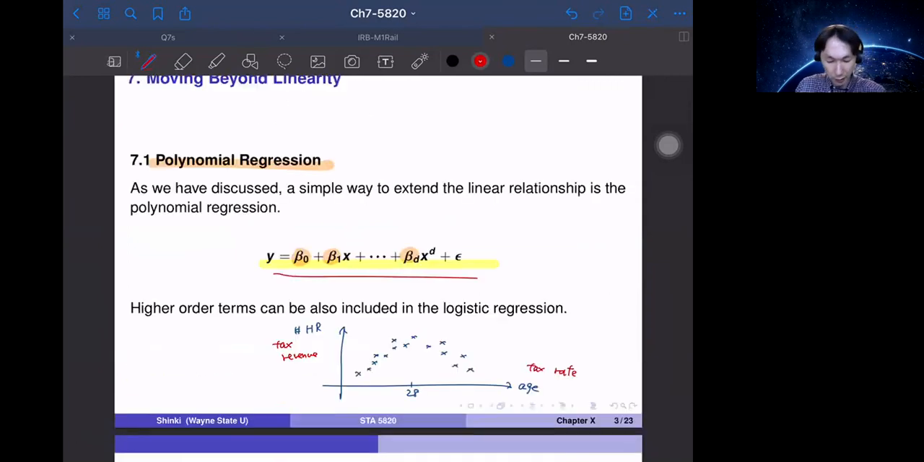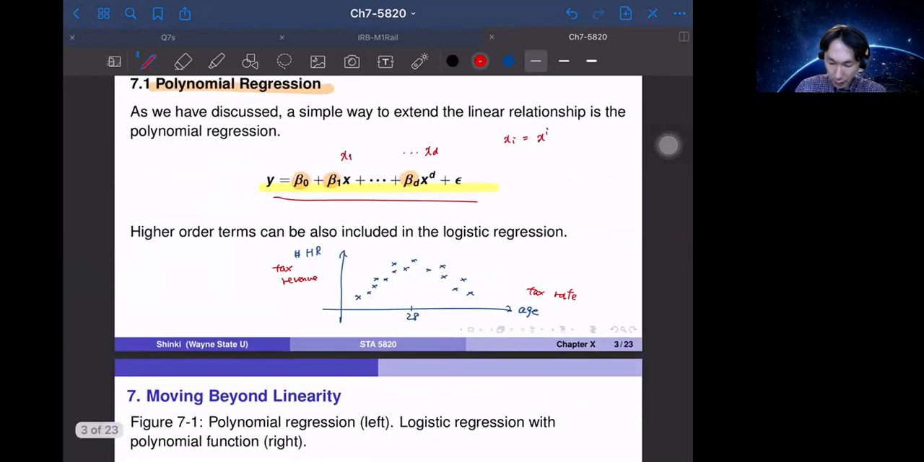So polynomial regression works just in the same way as linear regression. We have basically variable 1 up to variable d. Actually x sub i is x to the i-th power, but basically this model is the same as a linear regression model with d variables. So we can describe this kind of complicated relationship by, for example, the quadratic regression model. This should be useful to estimate the x which maximizes or minimizes the y value.